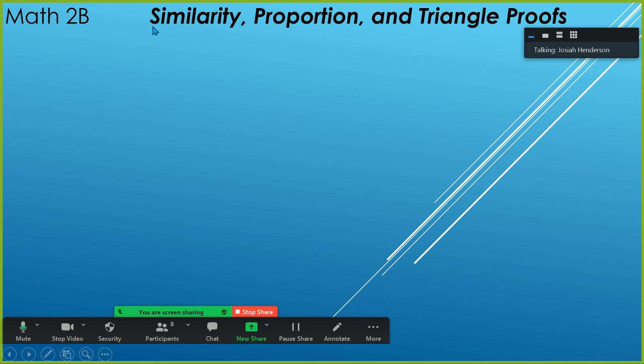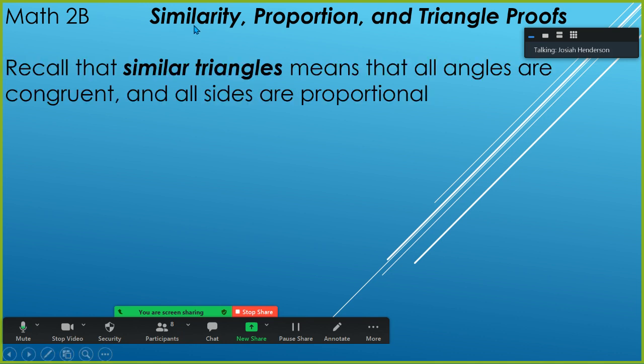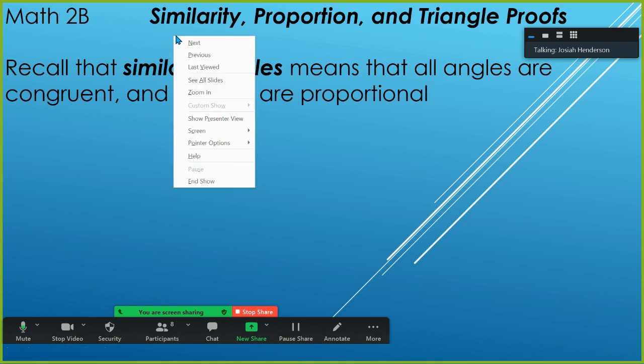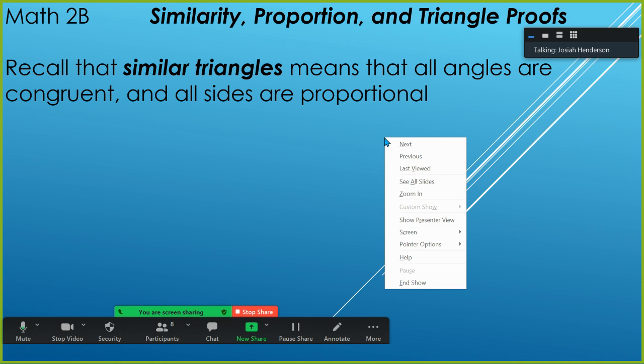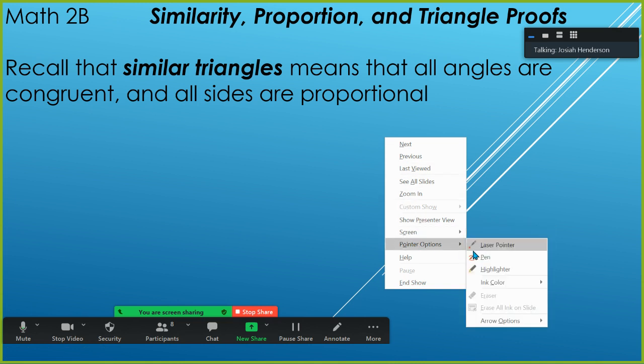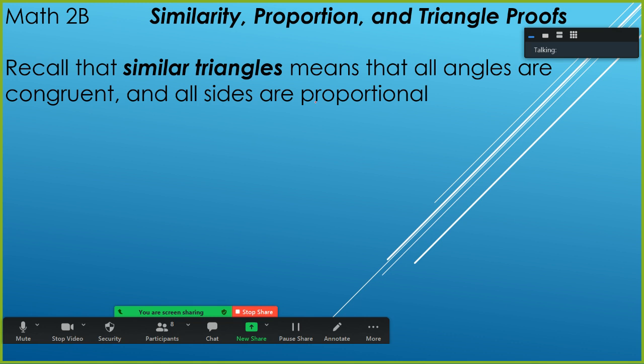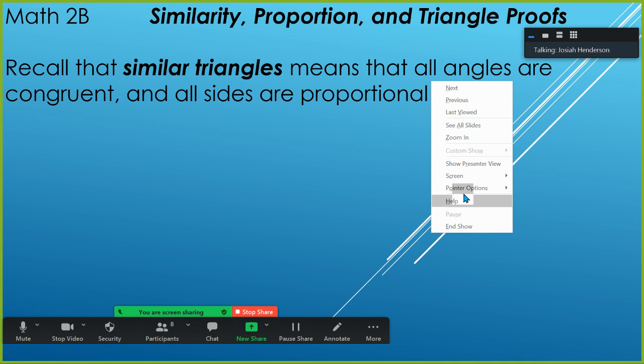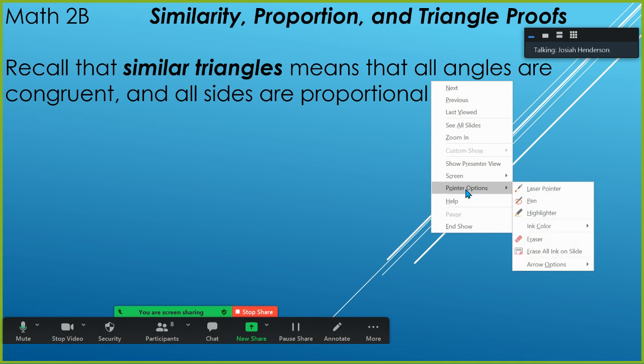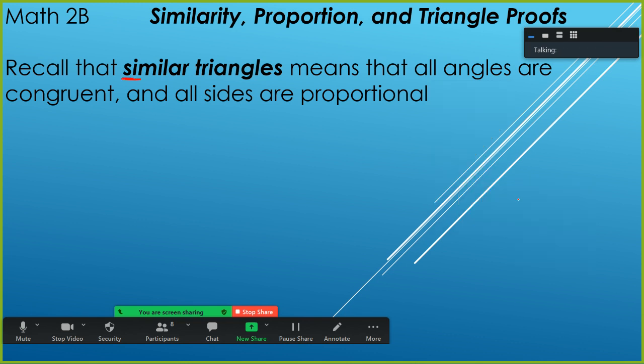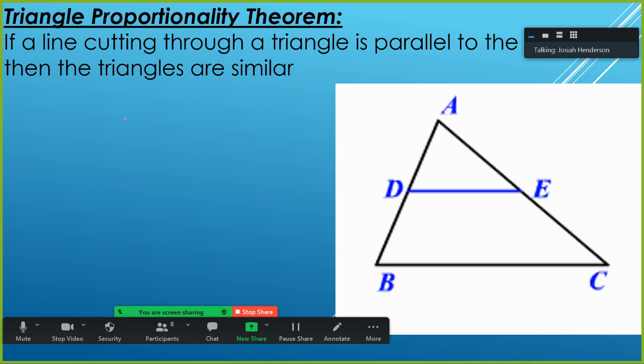use similarity. So just recall with me that similar triangles from yesterday means that all angles are congruent or equal and the sides are proportional. So just like with dilations, the sides of the two different triangles will be proportional to each other. And the angles are the same. The angles stay the same.